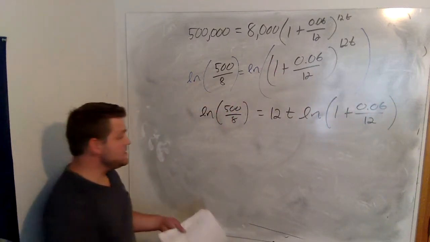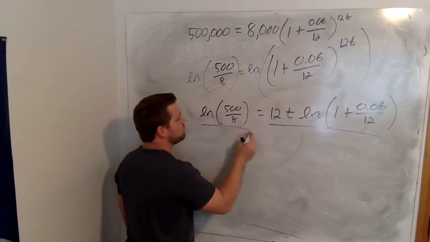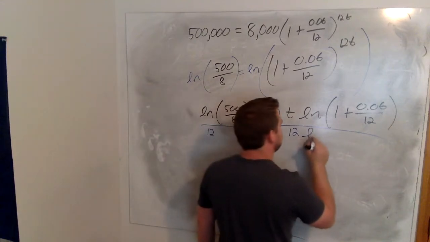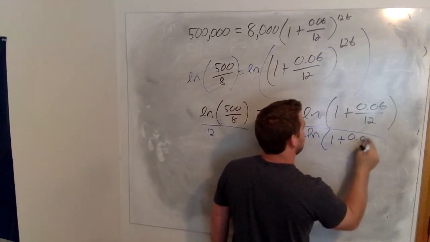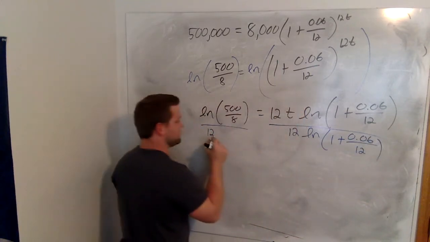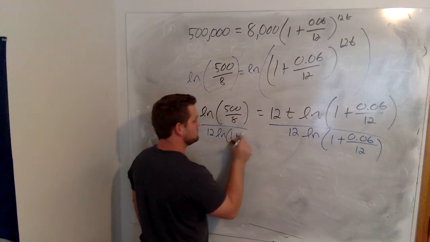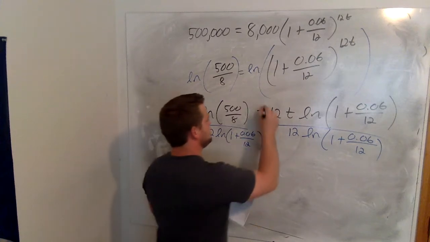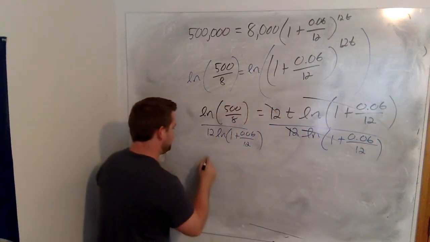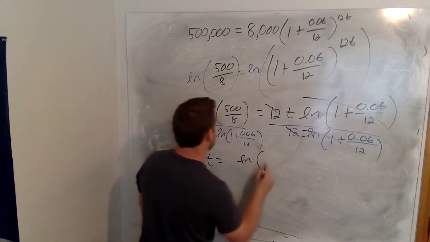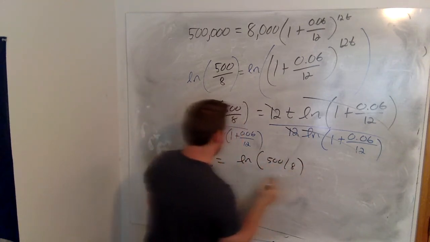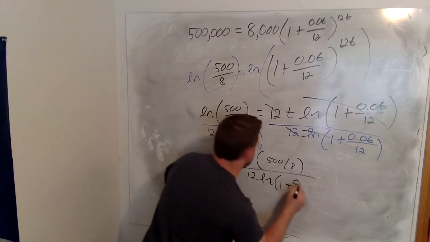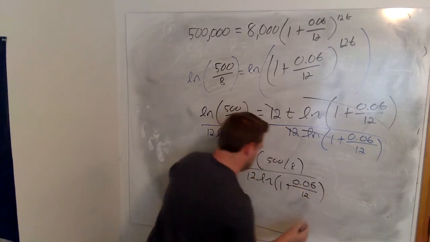And now we want to solve for t here, and we can do that by dividing both sides. Well, what's being multiplied onto t? A 12 is being multiplied onto t, but also the natural log of 1 plus 0.06 over 12 is being multiplied onto t. So these would cancel, and we'd have that t will just be equal to the natural log of 500 over 8 all over 12 times the natural log of 1 plus 0.06 over 12.